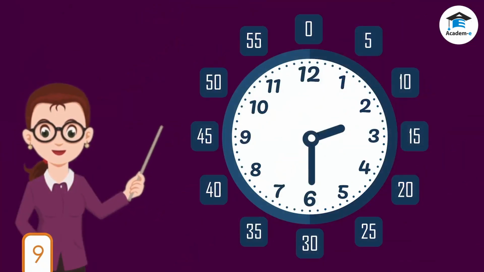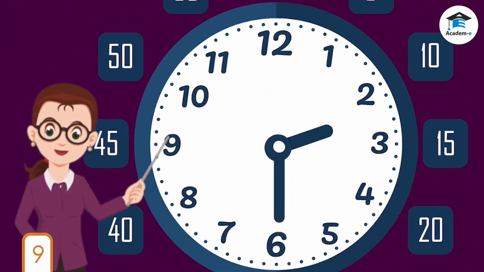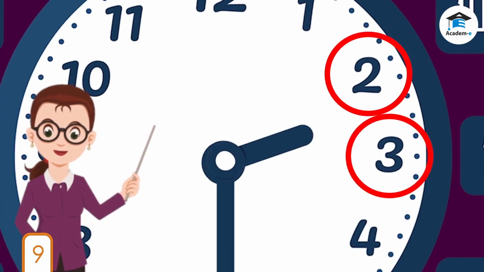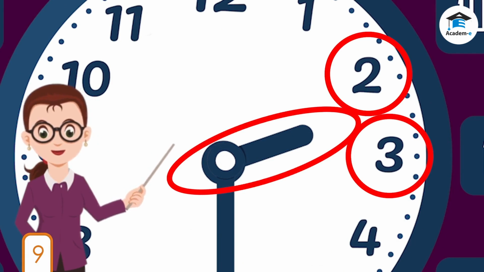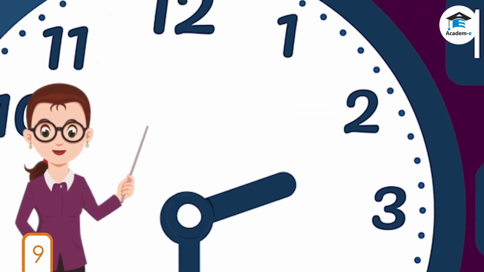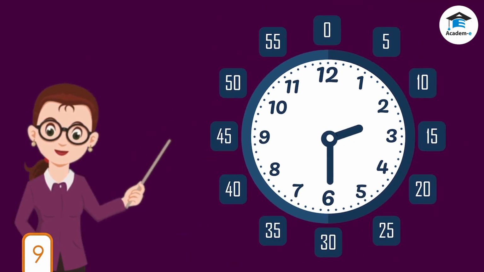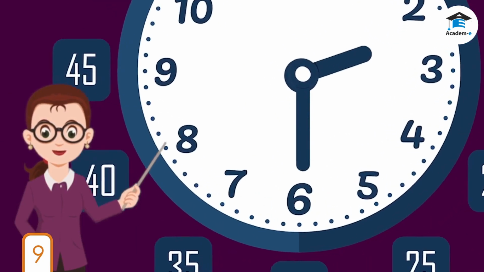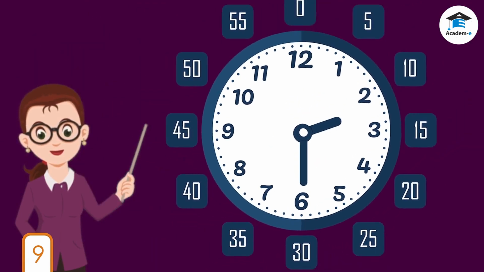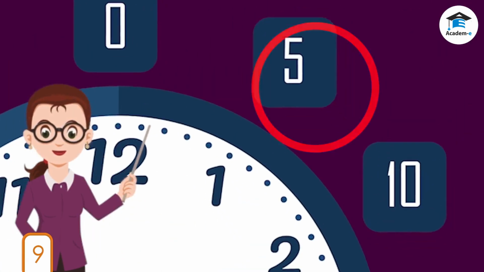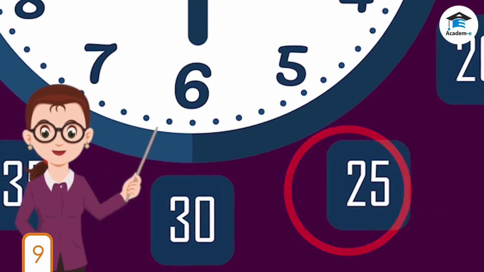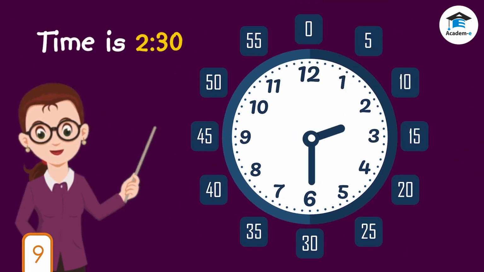Here's a challenge. Look at the clock. The short hand of the clock points between numbers 2 and 3. Even though the short hand points to the middle, the hour still falls under 2. So the hour is 2. Then, remember to skip count by 5 for the minutes. The long hand is pointing to number 6. Let's do skip counting by 5 until we reach 6. 5, 10, 15, 20, 25, and 30. So the time is 2:30.